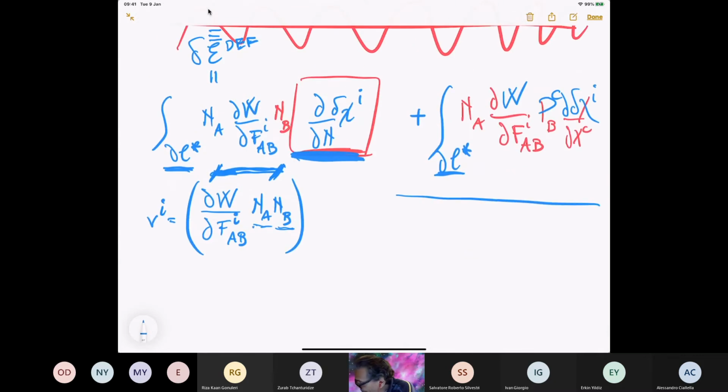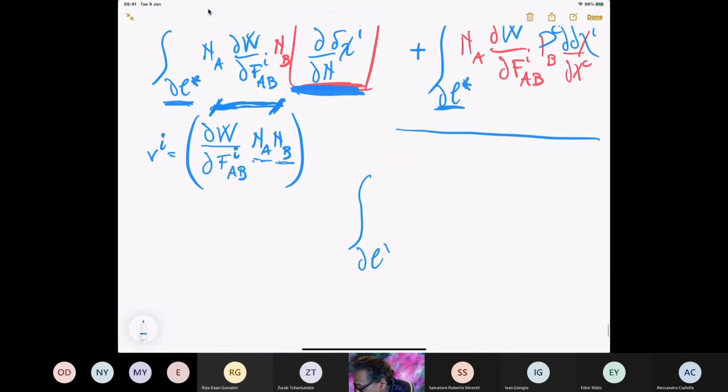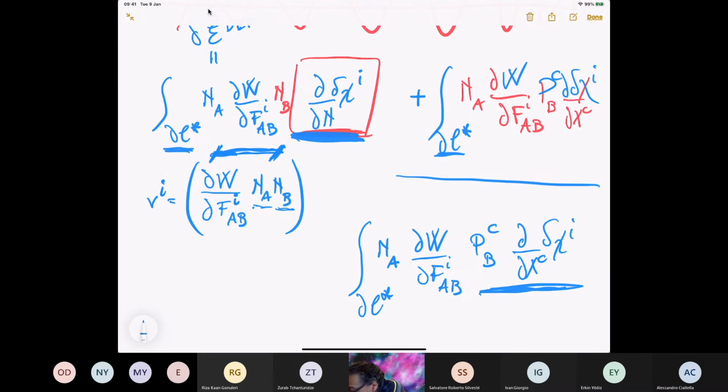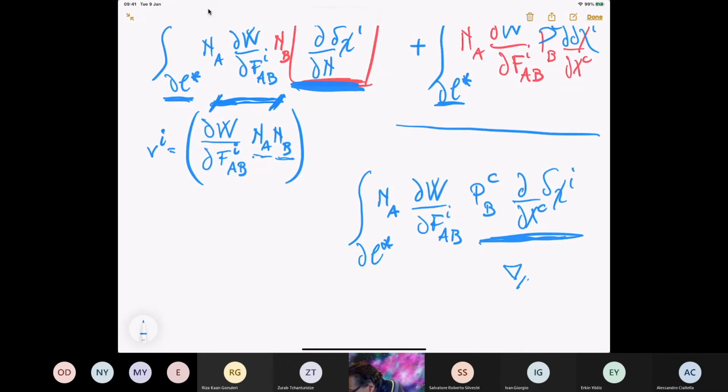Here you have the integral on the boundary of C star of nA dW over dFiAB PCB d over dxC delta Ki. What is this? We can call this a kind of parallel gradient of delta Ki, because only the derivatives along the tangent plane to the boundary delta C appear in this term.